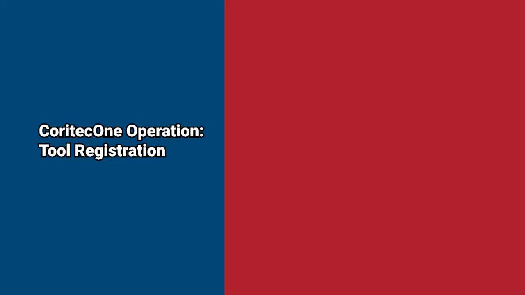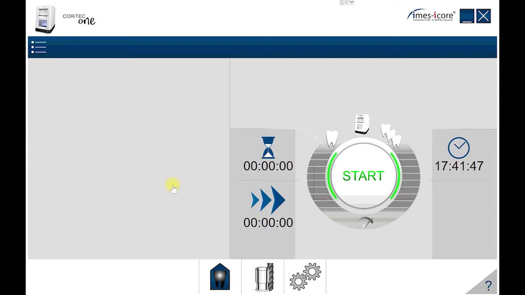CoritecOne operation. Tool registration. Now let's go over registering new tools in the CoritecOne. From the home screen, you will see 3 buttons across the bottom of the screen. The first being the home screen button. This button will take you back to this screen from any other screen you are on.